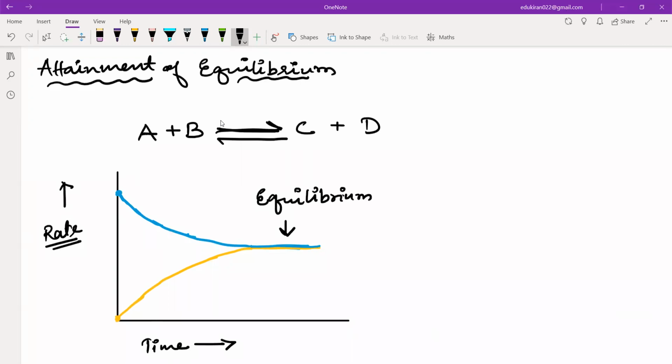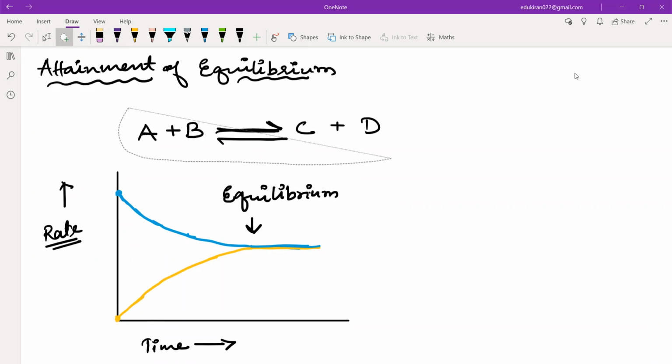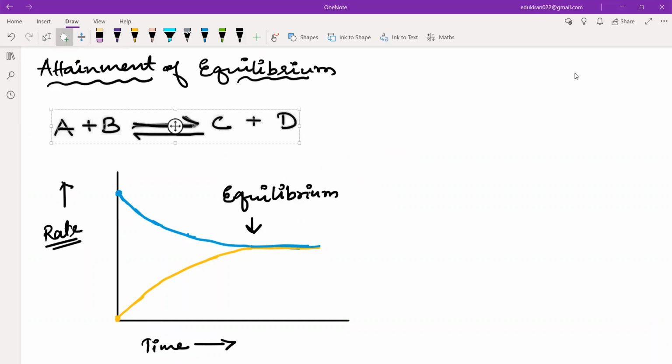This is the equilibrium. In this case, the rate of forward and the rate of backward is the same. But let us see what happens if I talk about the concentrations also.